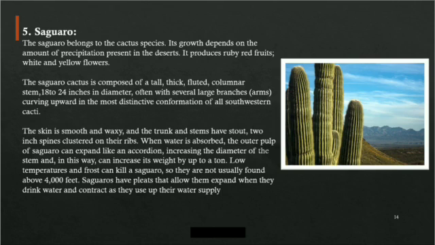When water is absorbed, the outer pulp of the saguaro can expand like an accordion, increasing the diameter of the stem, and in this way can increase its weight by up to a ton. Low temperature and frost can kill a saguaro, so they are not usually found above 4,000 feet. Saguaros have pleats that allow them to expand when they drink water and contract as they use up their water supply.